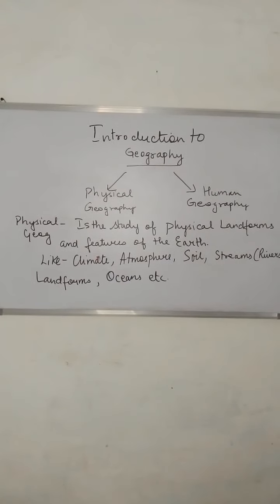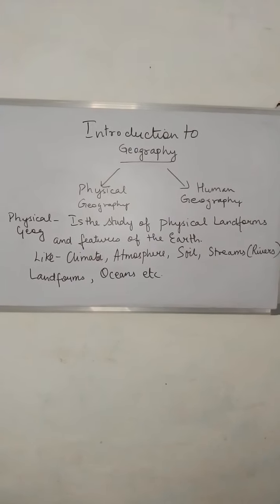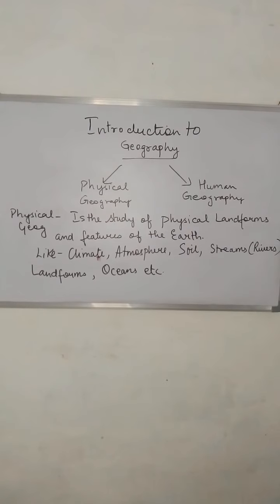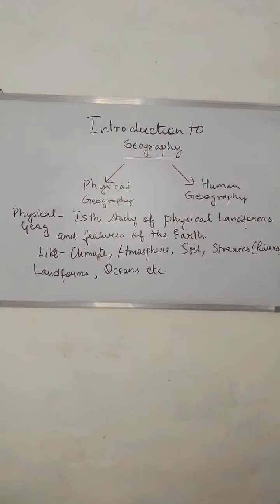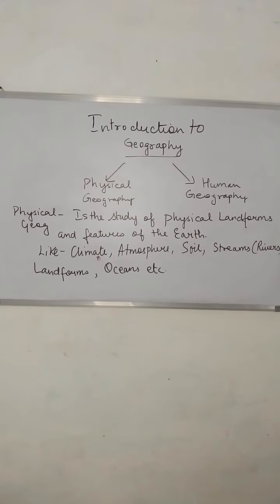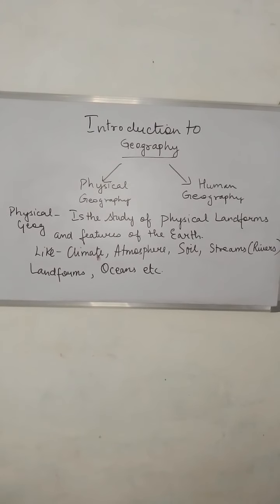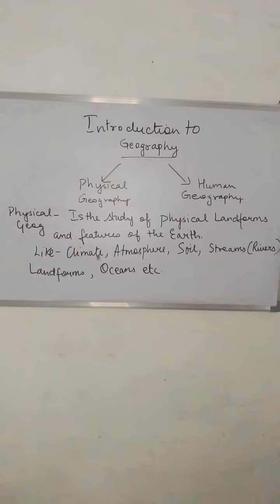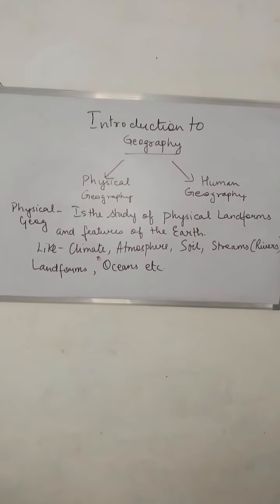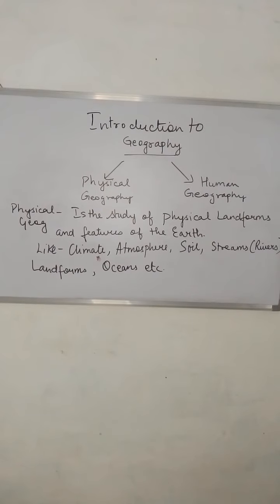Now we talk about the different sections or the different categories in which geography can be divided broadly. The first is physical geography and human geography. So geography can be broadly divided into two branches, physical geography and human geography. Now what is physical geography?